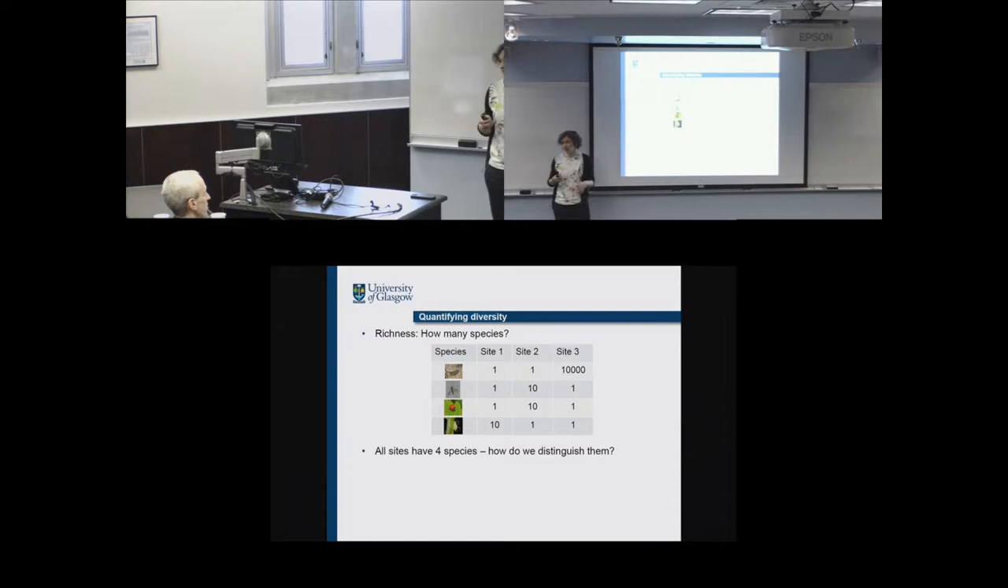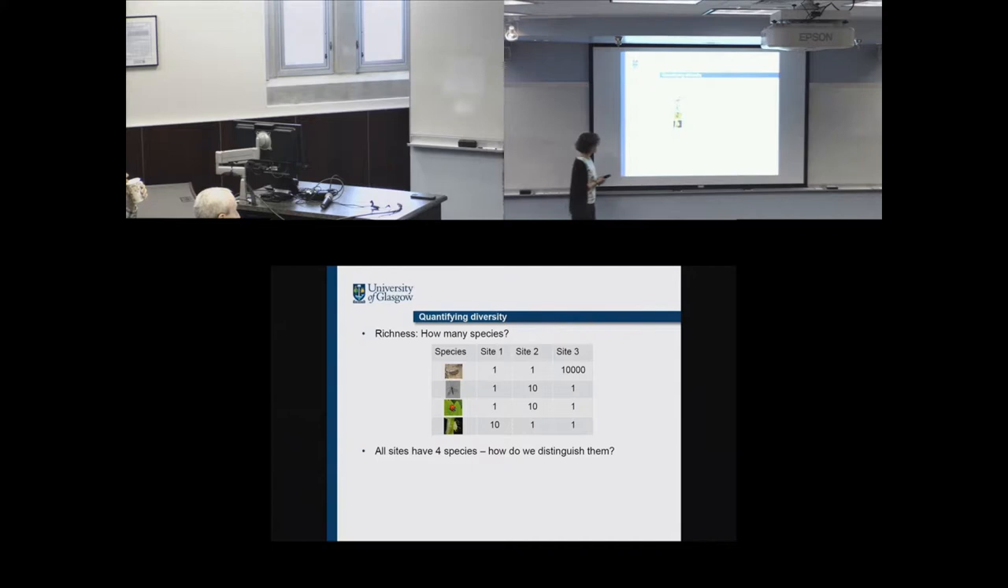That's the most simple definition you could come up with for diversity, but it doesn't tell the whole story, right? If I look at my three sites here, there's clearly more going on than just having four species. They all have that in common, but they're clearly different. I've clearly got a bit of a woodlouse problem in site three, for example. So how do we distinguish them?